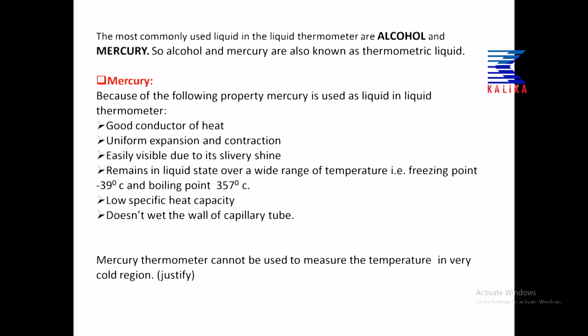Again I am going to repeat the answer. The freezing point of mercury is minus 39 degrees Celsius, and in a very cold region the temperature may reach below minus 39 degrees Celsius, and the mercury itself gets frozen there. So, it is not used to measure the temperature in that region.